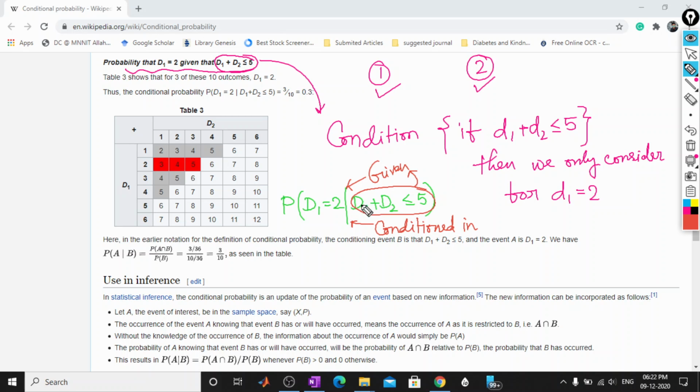Okay, so now what will this be? Just see this picture geometrically first. So what will this be? First we have to consider this given condition. Okay, first we have to consider this given.